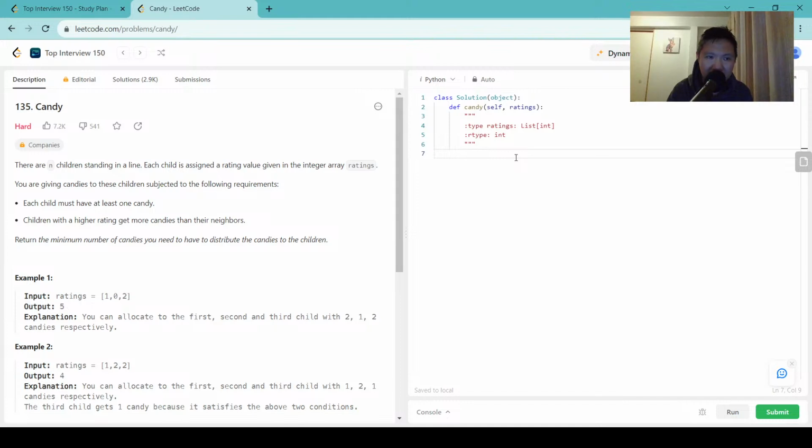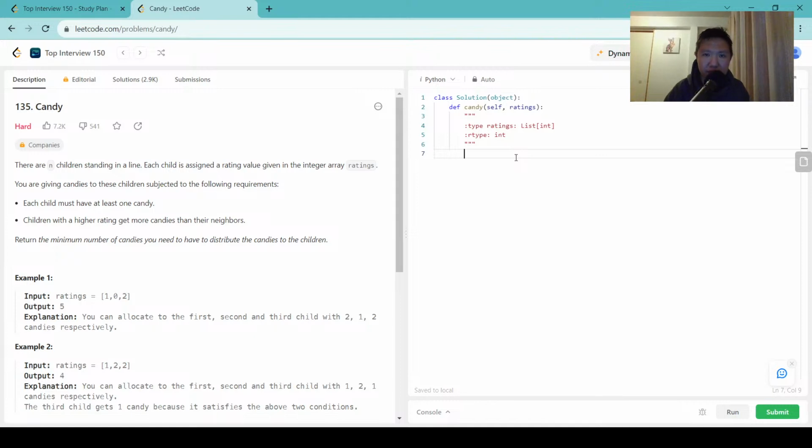It goes as follows. There are n children standing in a line. Each child is assigned a rating value in the integer array ratings. You are giving candies to these children subject to the following requirements. 1. Each child must have at least one candy. 2. Children with a higher rating get more candy than their neighbors. Return the minimum number of candies you need to distribute candies to the children.